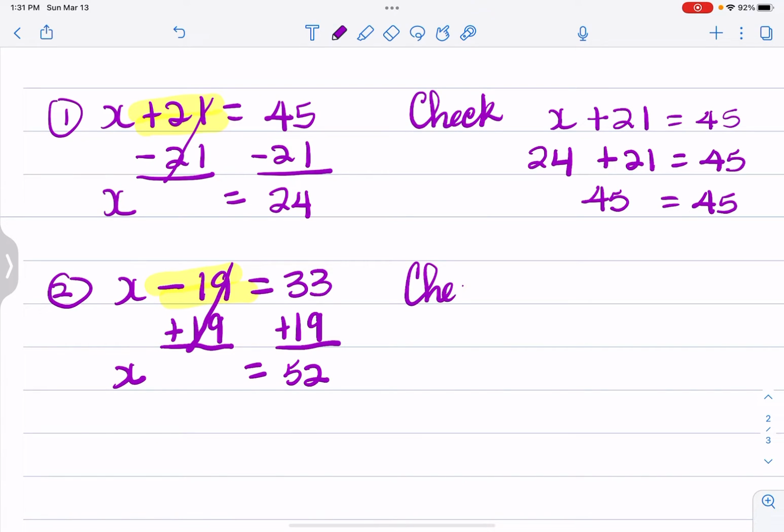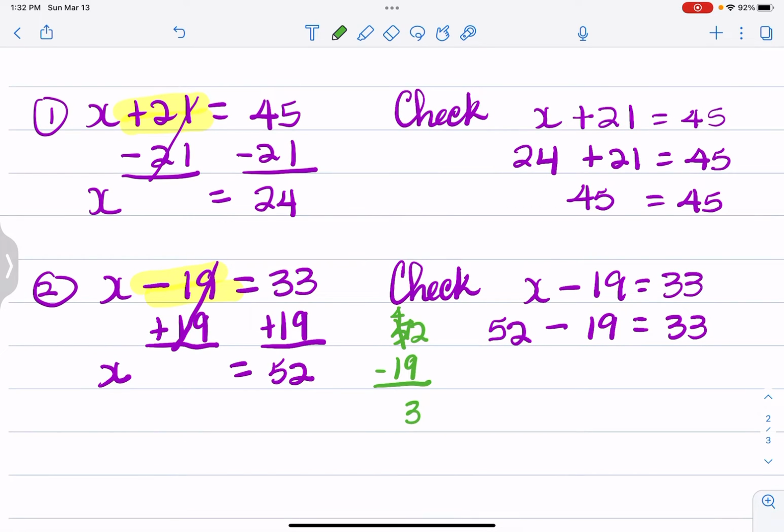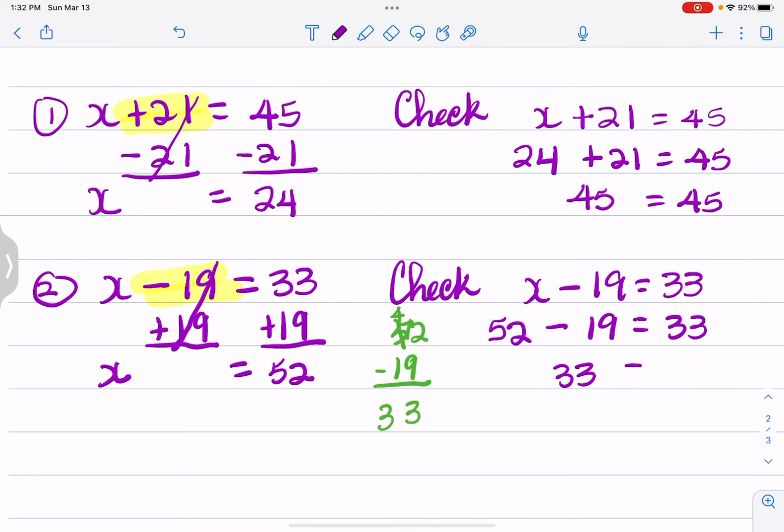Now we need to check to make sure our answer is correct. X minus 19 equals 33. We're going to substitute our answer. 52 minus 19 equals 33. We are to never assume that our answer, 52 minus 19, is indeed 33, but we have to make sure. So when I take 1 from 5, I'm left with 4. 12 minus 9 is 3. 4 minus 1 is 3. So indeed, 52 minus 19 is 33.